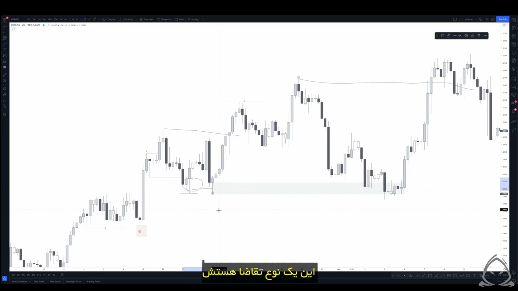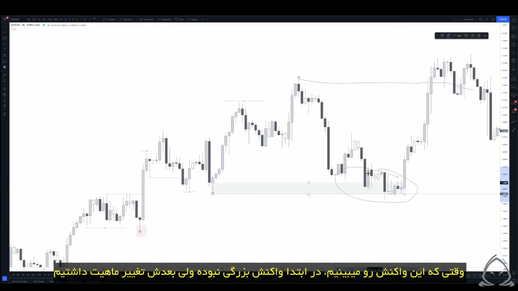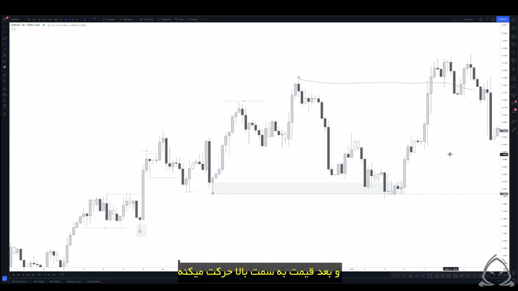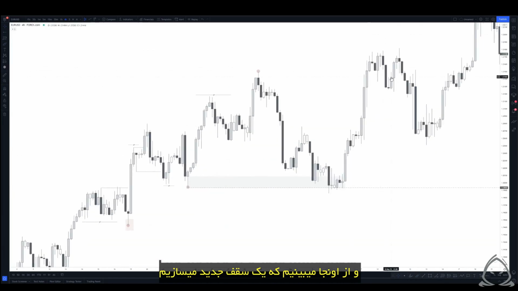This is a form of demand. It breaks minor structure and takes liquidity right here. So we have a lot of confluences as to why this would be a valid and strong demand zone, paired with the fact that it is a protected low. When we see this reaction, initially it's not a great reaction, but then we get a change of character and then price begins to move to the upside. And from there, what we can see is we now create a new high.